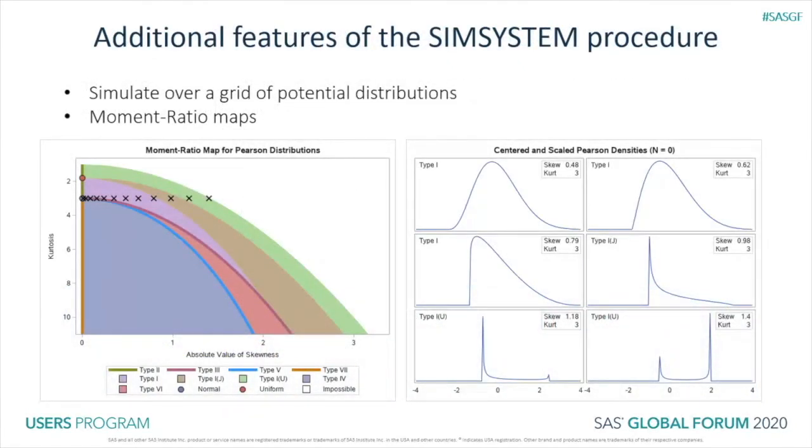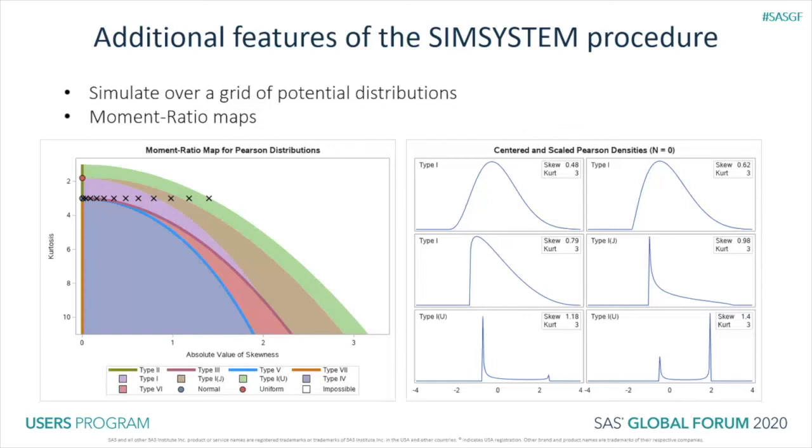Here's another example of things that you can do in PROC SIMSYSTEM. On the left, I have the moment ratio map for the Pearson distribution. And this tells you what type of Pearson distribution you will get for values of kurtosis and skewness. For example, if I specify a skewness of 0 and a kurtosis of 3, I get the normal distribution, which is illustrated by that blue circle on the graph.